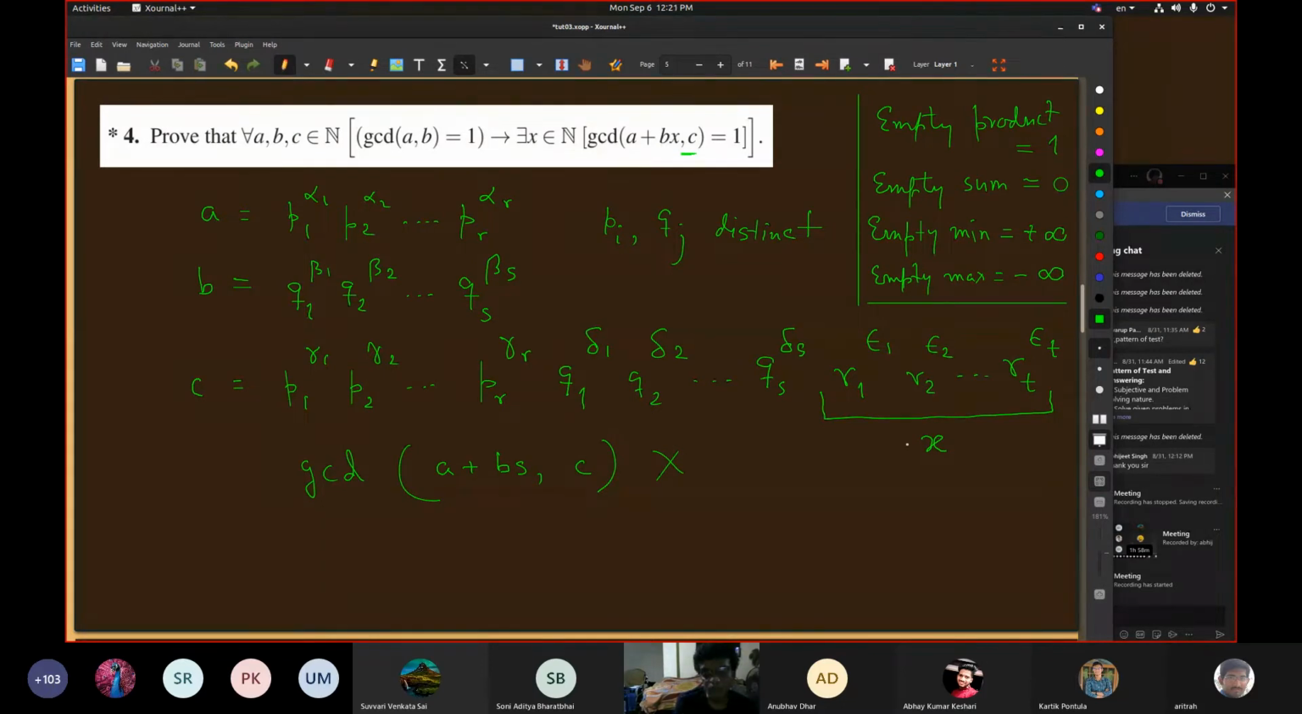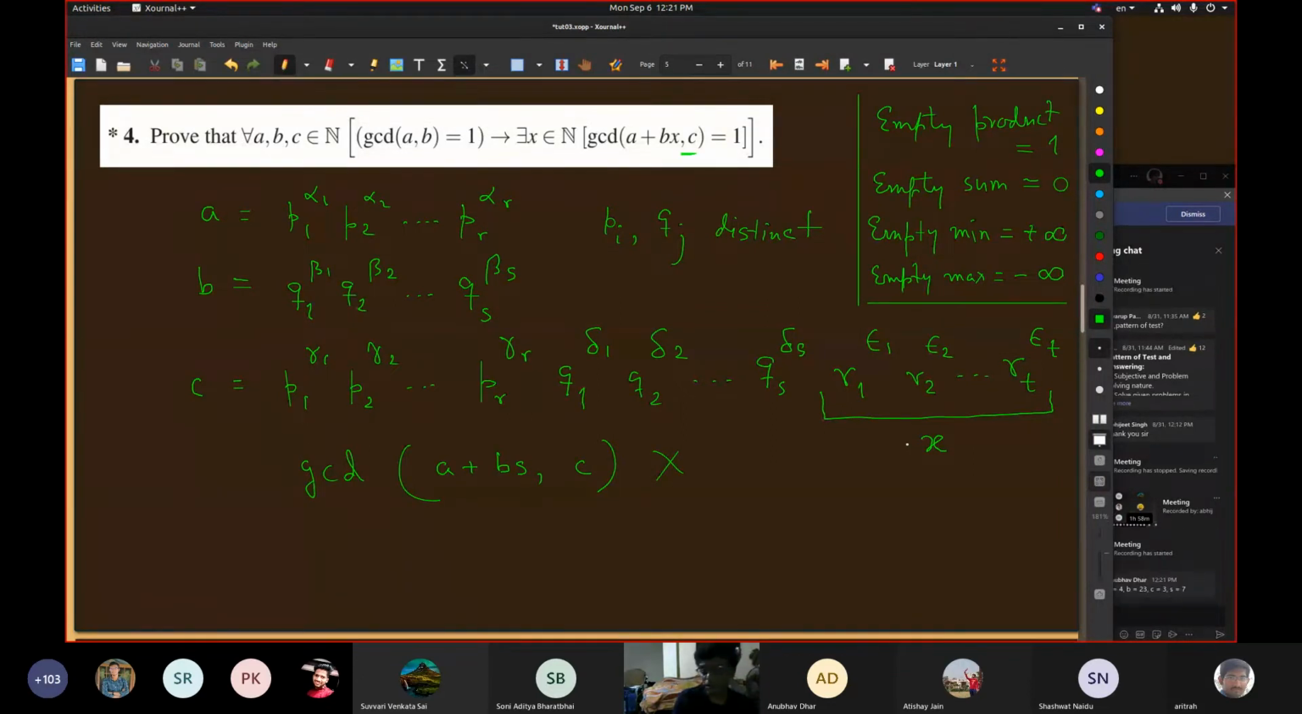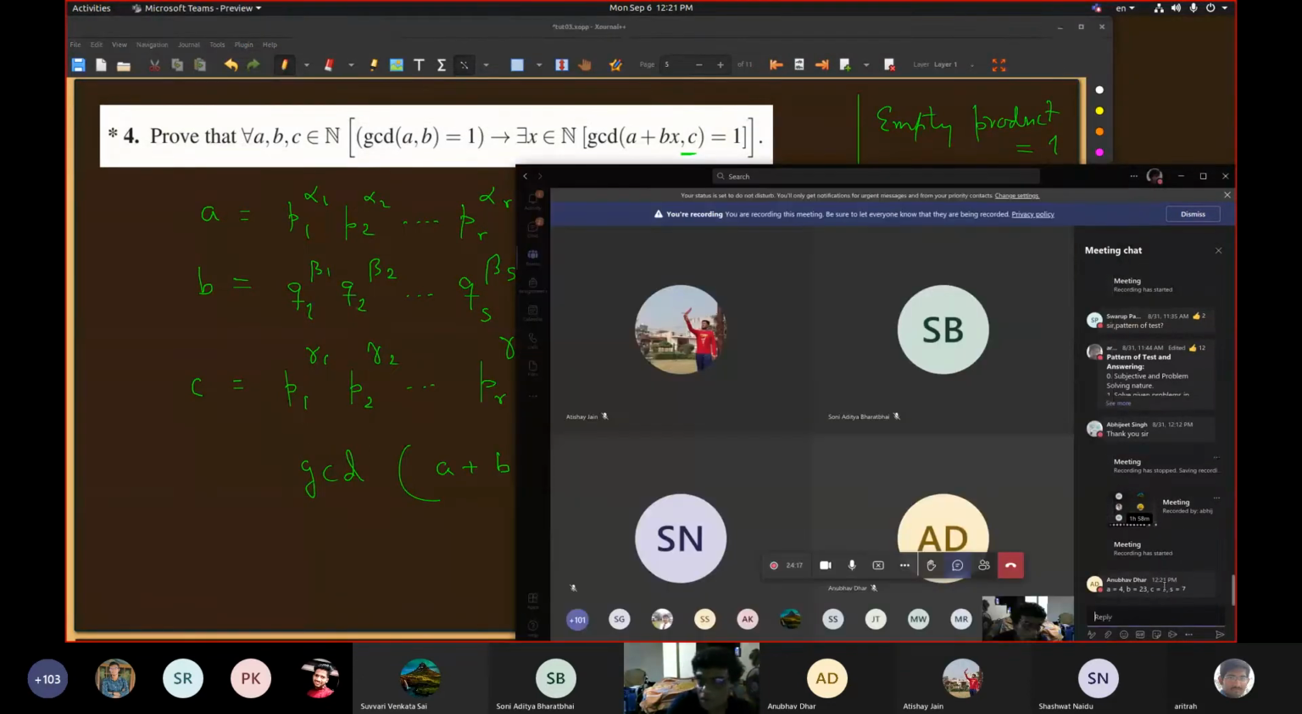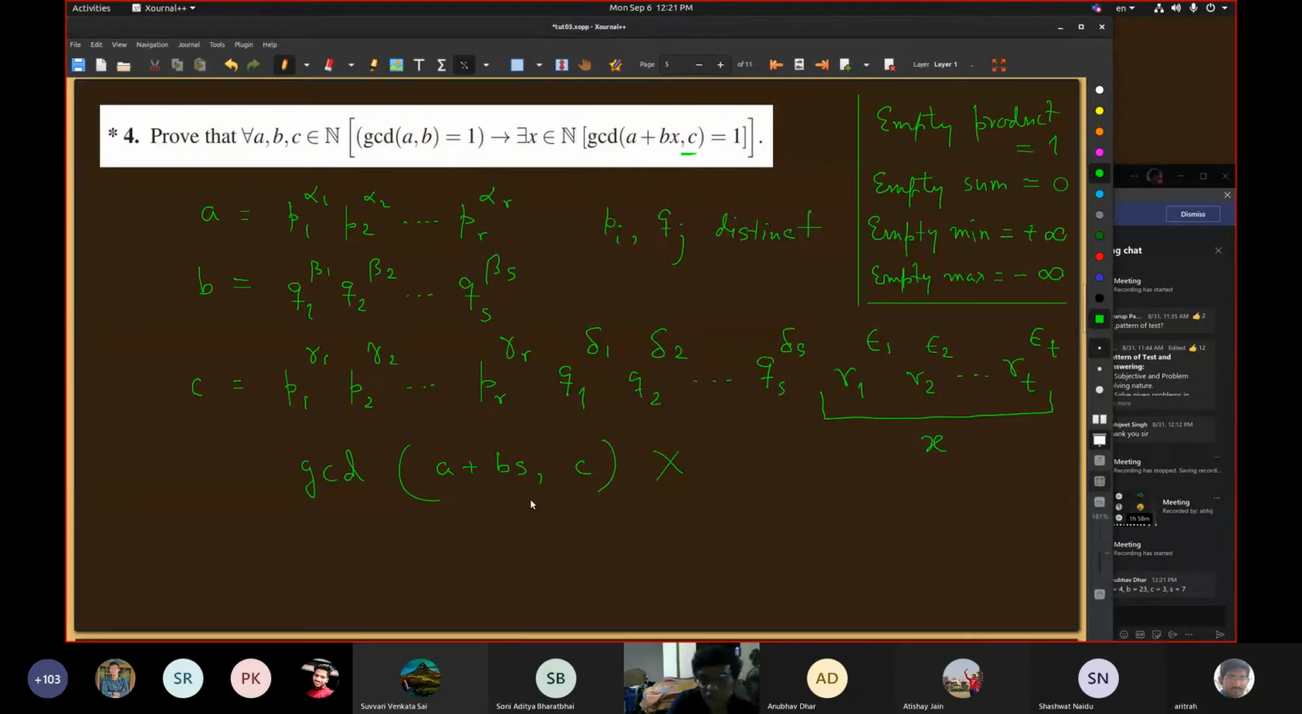Sir, we can take Q also. We could take Q's factor in X also. X could contain R's and Q's also. Possibly that will also work. A plus BX: BX will have those Q's, but A will not. Yeah, that will perhaps also work. Fine. So you have given a counter example. Yes, it's possible. Nothing prevents this from happening.